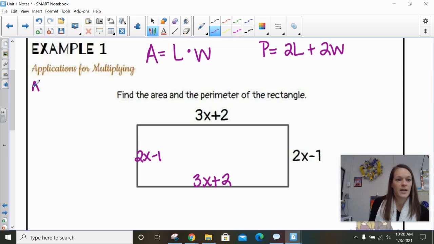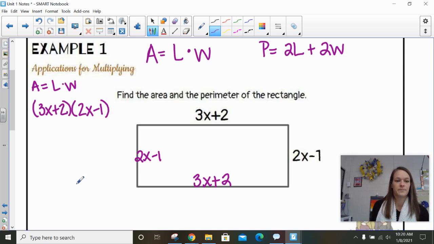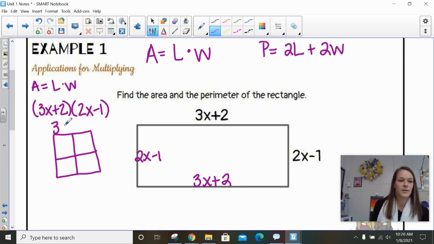All right, so I'm going to start with area. I'm going to take my length and my width, just one of each, and multiply them together. So I'm going to say this is my length, this is my width. So I have 3x plus 2 times 2x minus 1. I'm going to set up my box. I'm going to put 3x plus 2 across the top, 2x minus 1 on the side. And then I'm going to multiply.